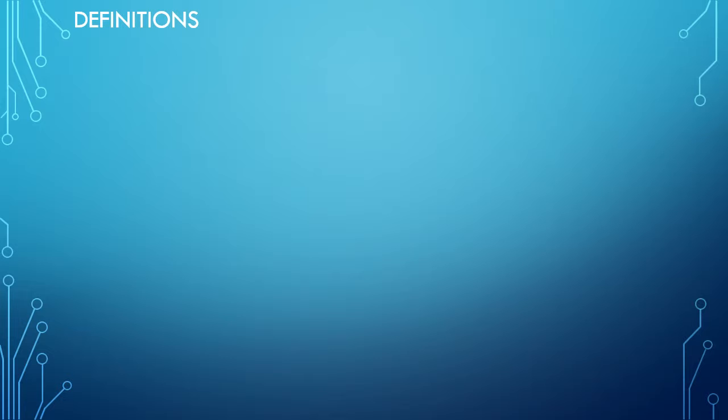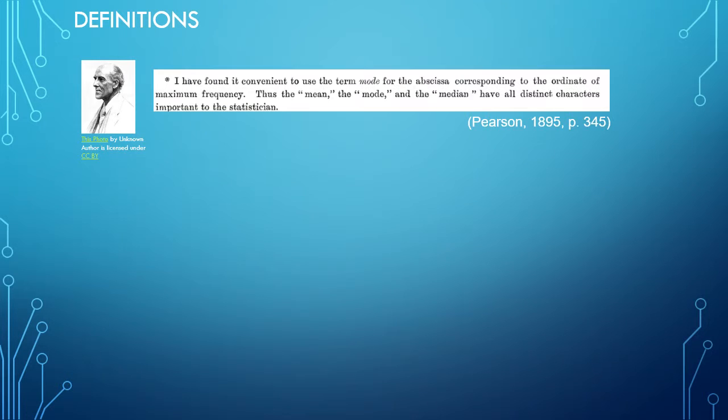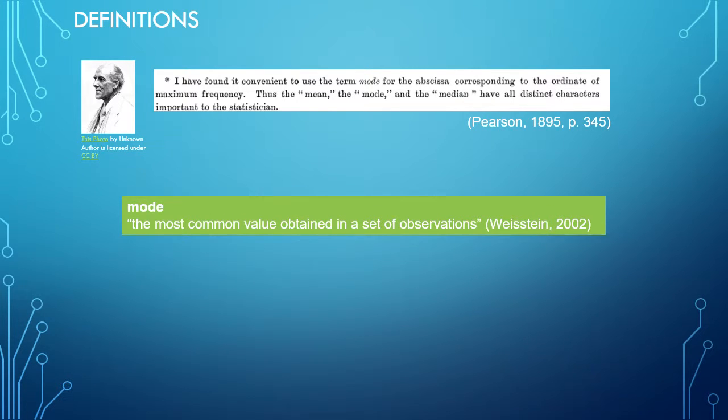One of the earliest definitions comes from Mr. Carl Pearson, who is a famous statistician, and he wrote the following in 1895. "I found it convenient to use the term mode for the abscissa corresponding to the ordinate of the maximum frequency." Now, this seems to be a little bit of a technical definition, so a more modern one would be coming from the Encyclopedia of Mathematics from Eric Weinstein, and there they simply term it the most common value obtained in a set of observations.